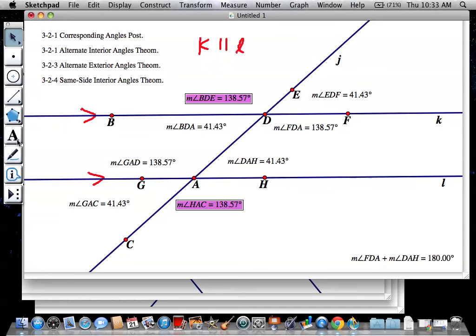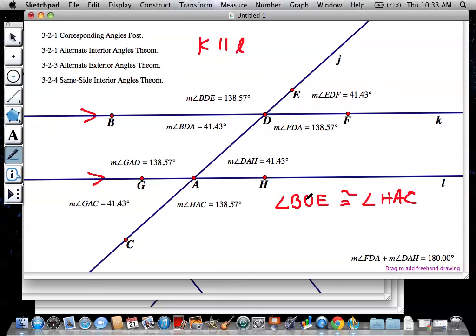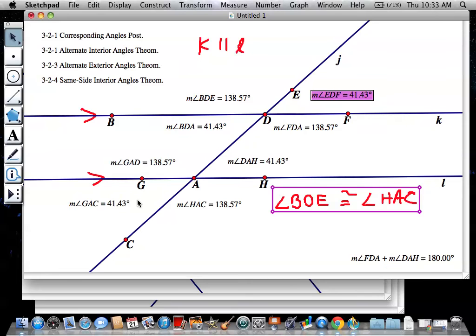So that means I can say angle BDE is congruent to angle HAC because of the alternate exterior angles theorem. Same thing, I can say angle EDF is congruent to angle GAC, the alternate exterior angles theorem.